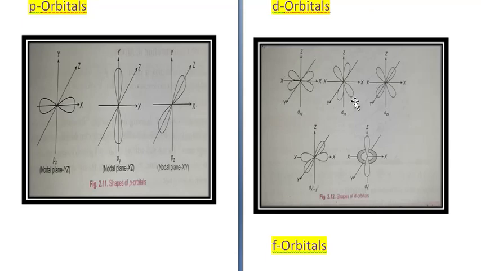Alright. Apart from that, they have a dz square orbital which has 2 lobes. It has got 2 lobes which lie along z axis, and a ring of high electron density in xy plane. Okay, so actually it is a donut shape.